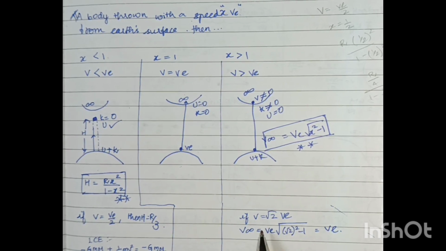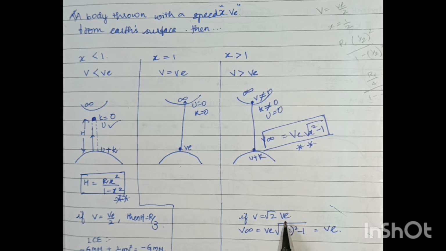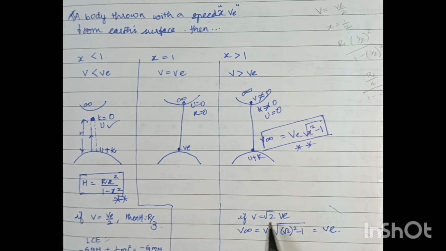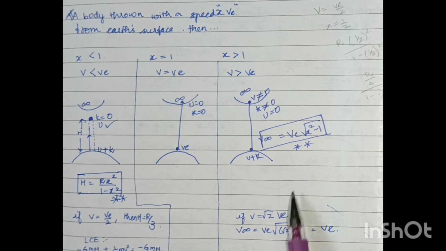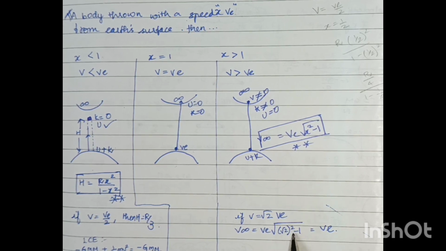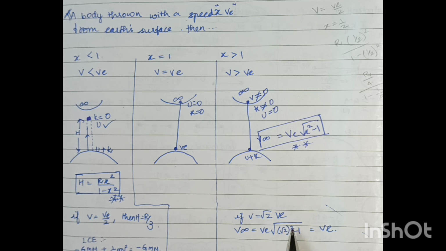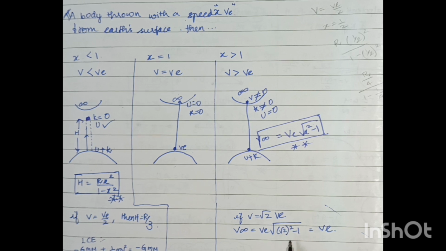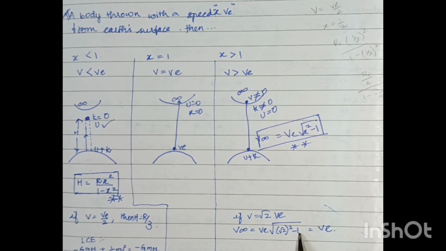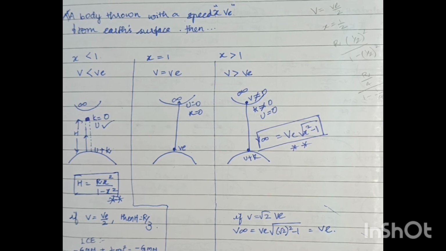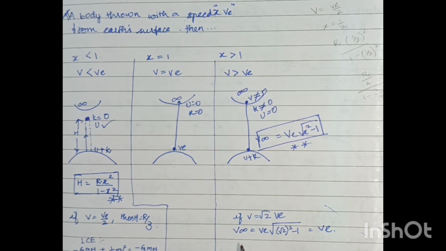I have shown it here. If v equals root 2 Ve, then v at infinity will be equal to Ve into root of x square minus 1, that is root 2 whole square minus 1. Root 2 whole square means 2, so 2 minus 1 is 1. So that is 1 into Ve, so that is Ve only. Similarly, you can apply some other value and check the value of velocity.